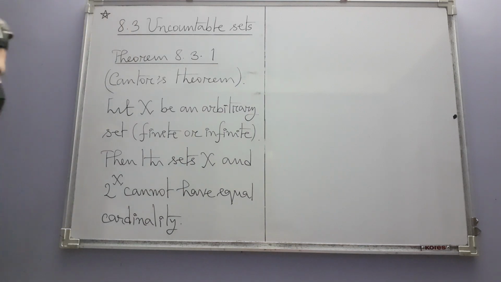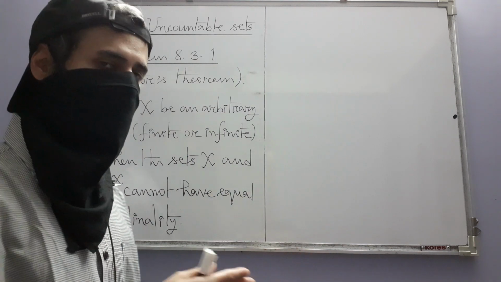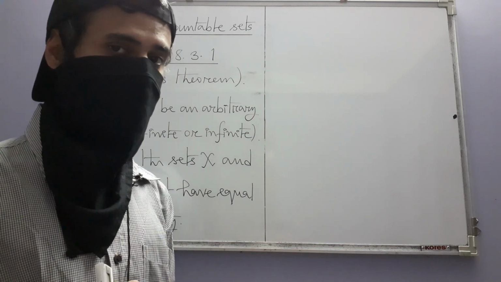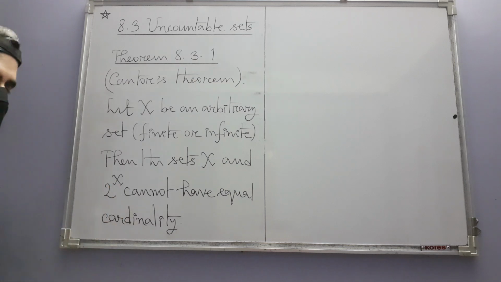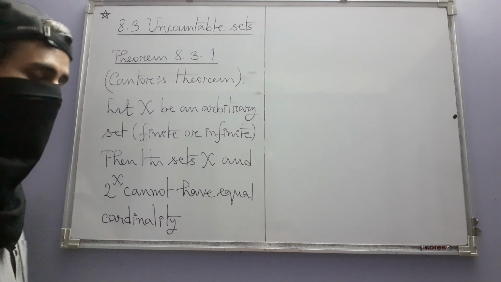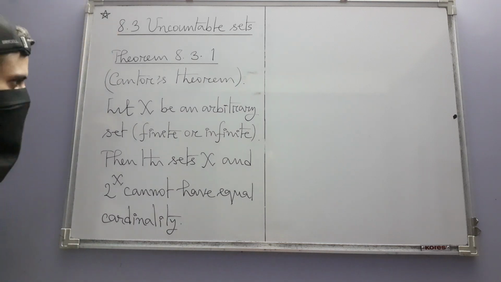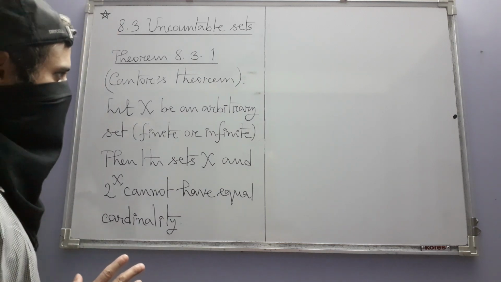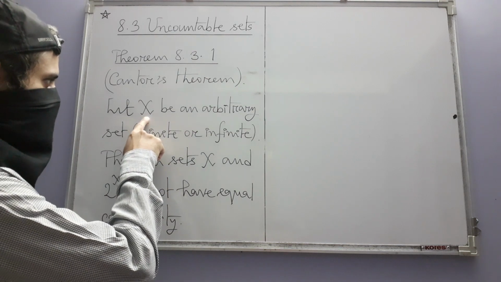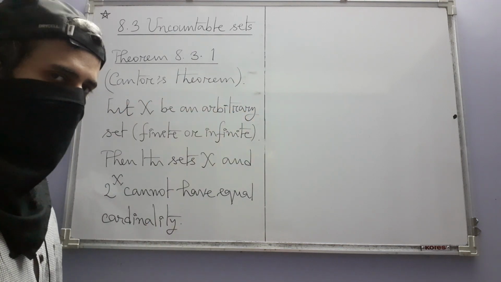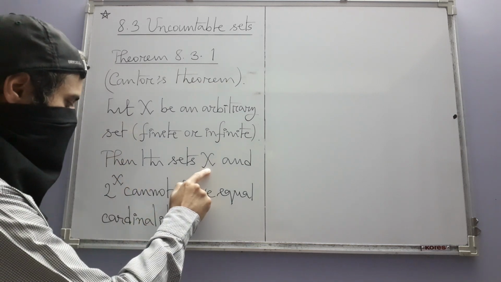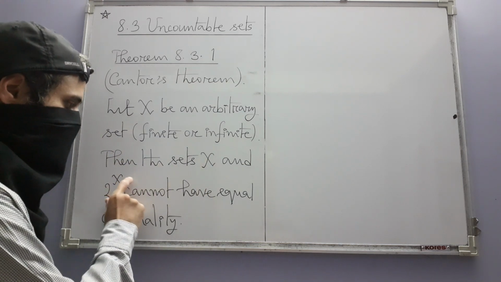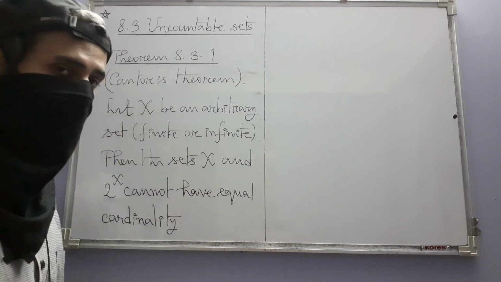So in this section we are going to ultimately prove that the set of real numbers is uncountable. But before we get to that, there are some other things. So let us first see this result, Cantor's theorem. What Cantor's theorem says is that if X is any arbitrary set, finite, infinite, anything, then X and its power set cannot have the same cardinality.